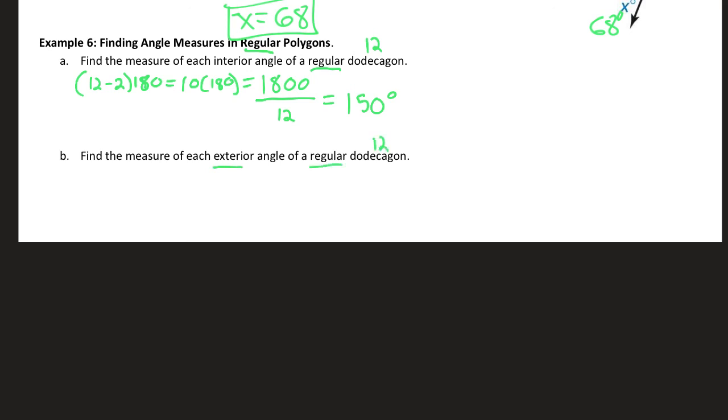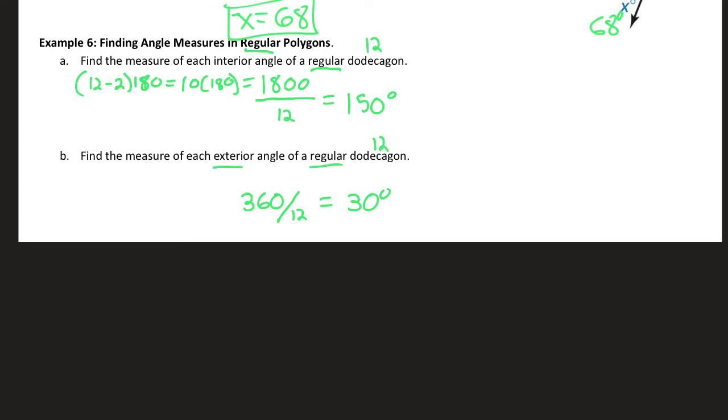In part B, find the measure of each exterior angle of a regular dodecagon. So this is just remembering exterior angles. We don't need a fancy formula. We just need to know the sum of the exterior angles of any shape is 360. And if it's a regular shape, each of those exterior angles are congruent to each other, meaning I'm dividing this 360 equally between 12 angles. That means each exterior angle is 30 degrees. 360 divided by 12 is 30.